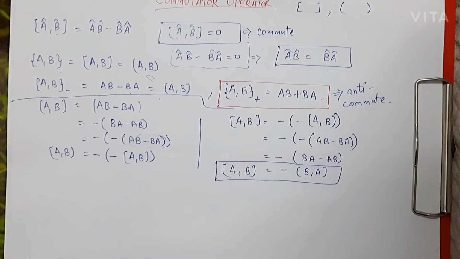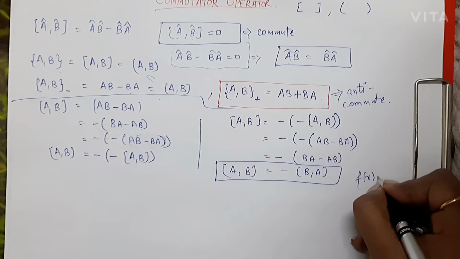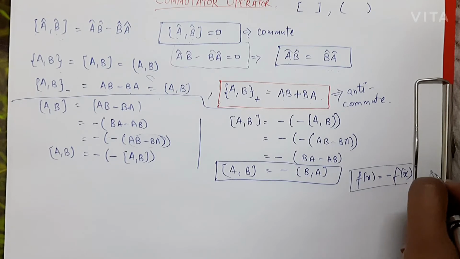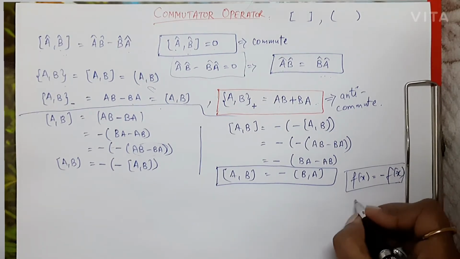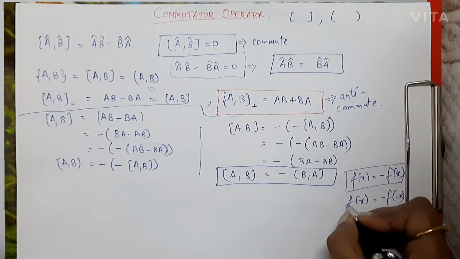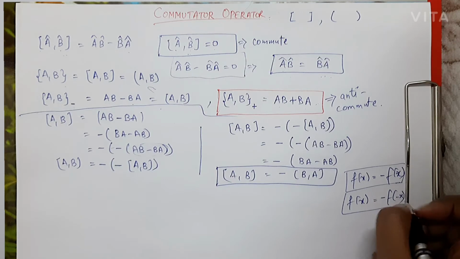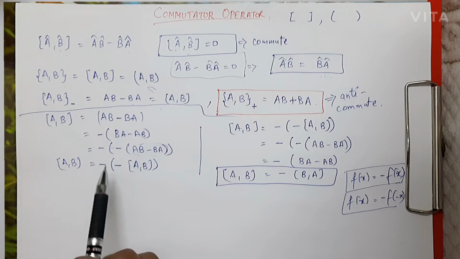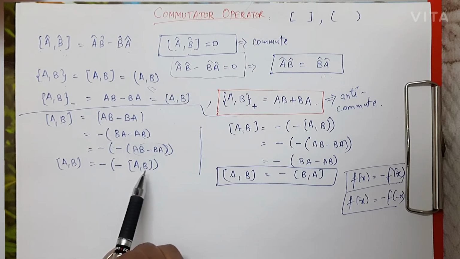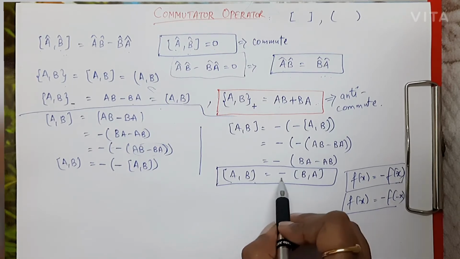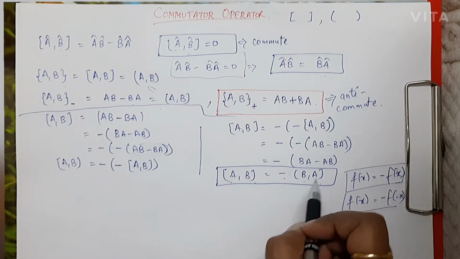Now if you remember, we have studied symmetric and anti-symmetric functions. If f of x is equal to f of minus x, then it is said to be symmetric. And if f of x is equal to minus of f of minus x, then the function is said to be anti-symmetric. Now here what you can observe is that the commutation of A and B is coming out to be the negative of the commutation of B and A. Here what we are getting is that A and B commute and give minus of B and A.